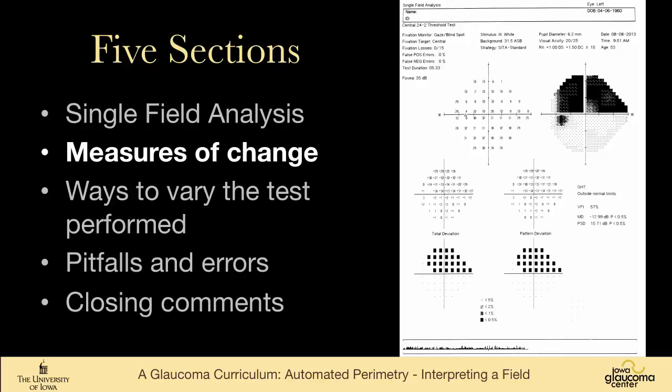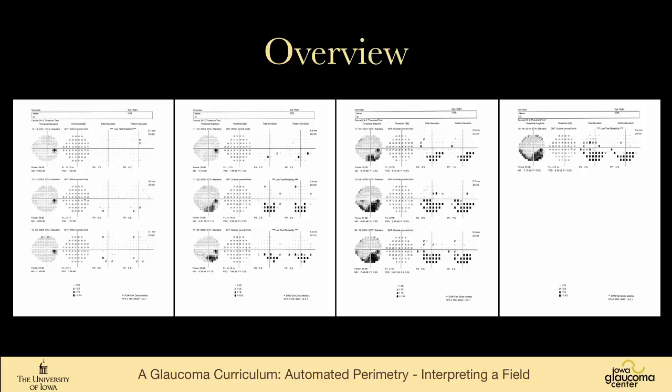Let's talk about measures of change. You can do an overview printout like this, where we're looking at this patient's visual field between the years 2001 and 2010. You can look at all of the parameters. Clearly, we're not doing a great job controlling this person's glaucoma.